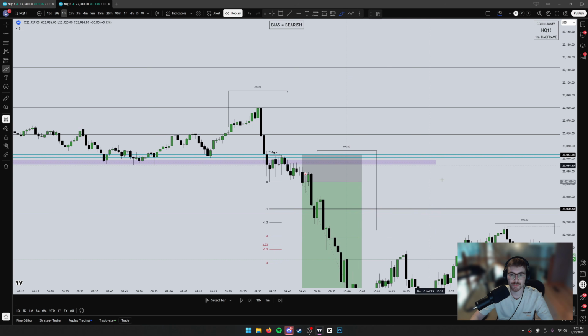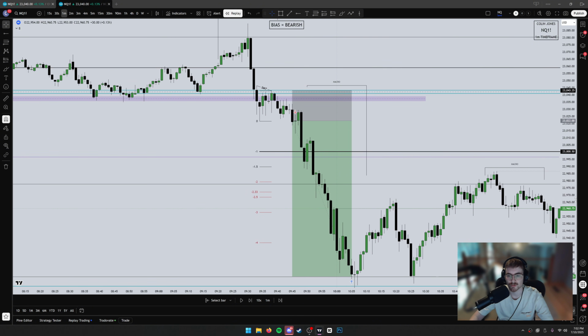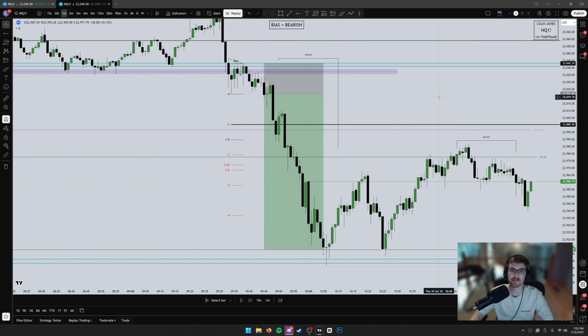And I do want to mention that even though this entry right here, the actual entry time, was outside of a macro, it does not matter because this 15-minute gap got inversed during our macro. So this whole gap is going to provide us with area to go lower, and all because it happened during a macro. If all this happened outside of a macro, I just wouldn't have taken the trade. Simple as that.